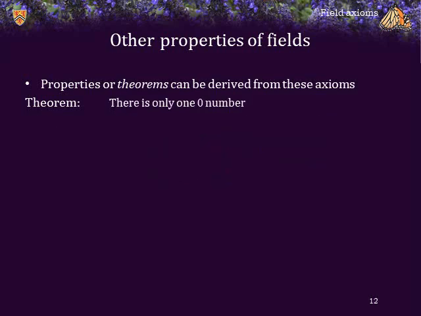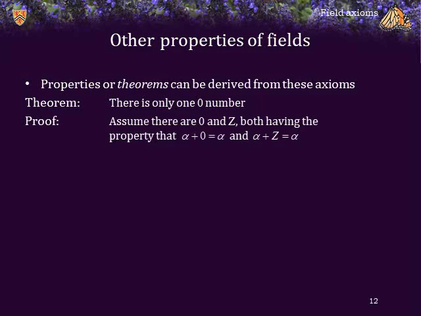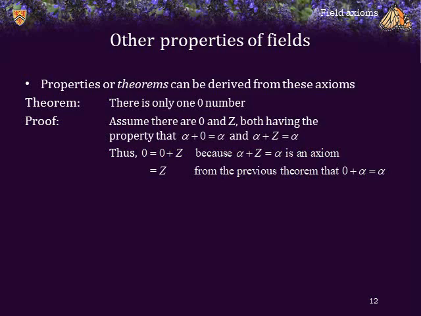Similarly, there is only one number that has the property of 0. Now, we're not going to go through this in detail, but we could assume that there are two different zero elements. Let's call them 0 and z. Let's assume both of them have the property that alpha plus that number is equal to alpha for all alpha. Well, if that's true, then that property must also be true for both 0 and z, and consequently we can show that if there are two objects that have the property of 0, then those two objects have to be the same. Easy enough.